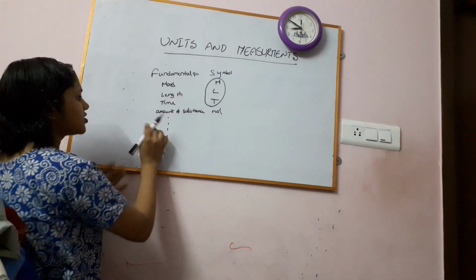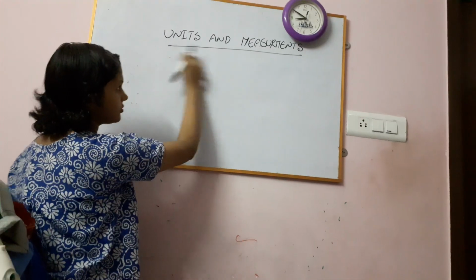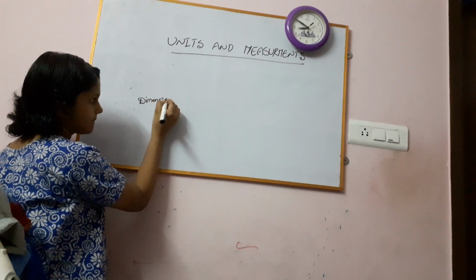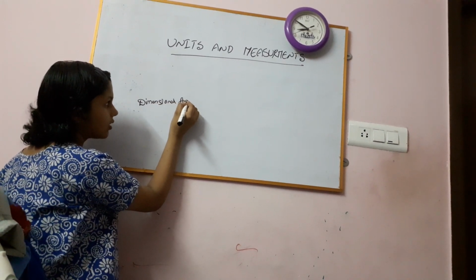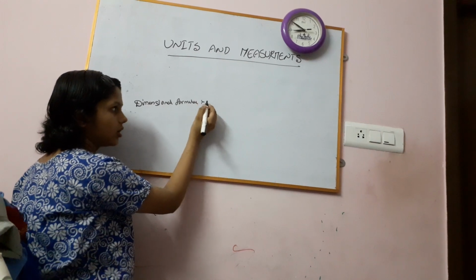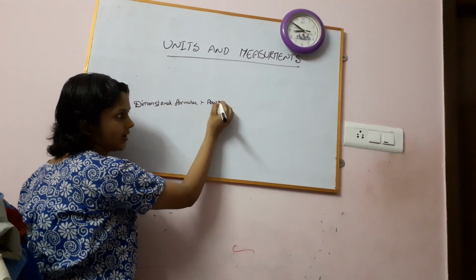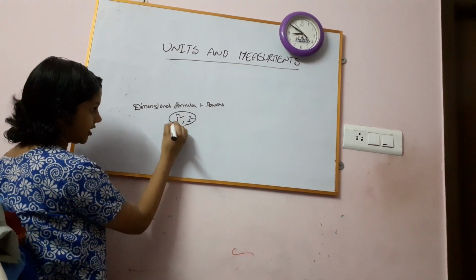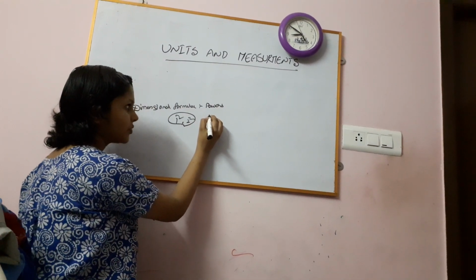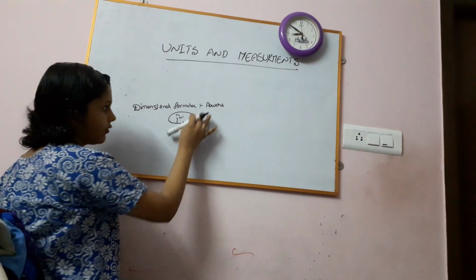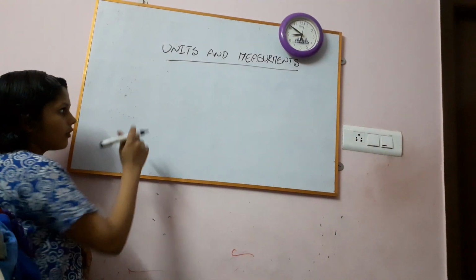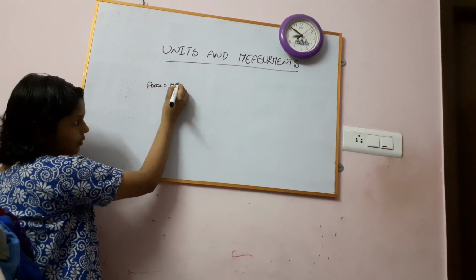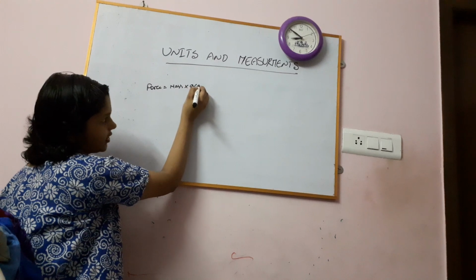Then, what is the dimensional formula? It is the powers or exponents, like 1 power 2, 2 power 2 that we write in maths, but in physics we write them for the fundamental physical quantities as the dimensional formula. For example, if we take force, force equals mass into acceleration.